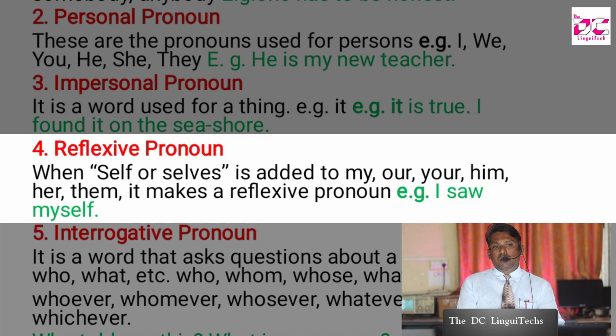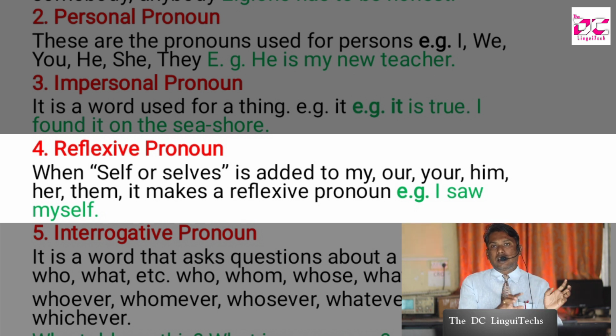And reflexive pronouns come with the pronouns. They don't come in the beginning of the sentence, but many people use it in the beginning. Something like this: when they introduce, they say "myself John." When you say "myself John," it is wrong. Myself can come only with I.